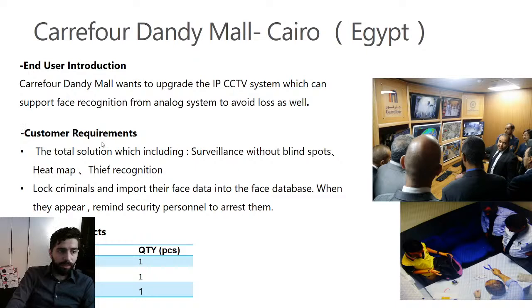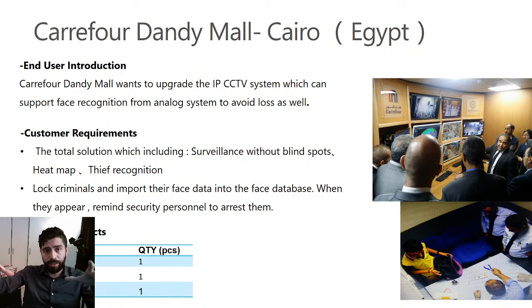So the customer requirements: the total solution, which includes surveillance without blind spots, heat map, thief recognition, locking criminals and importing their face data into the face database, so when they appear it reminds security personnel to arrest them. Okay, so this is a typical scenario that you might have. Here we provide, okay, we covered the blind spots. We have the heat map, showing where the most crowded area is for Carrefour, for example, the food section or the baby section, etc. We can find out where there is much higher traffic of people visiting.